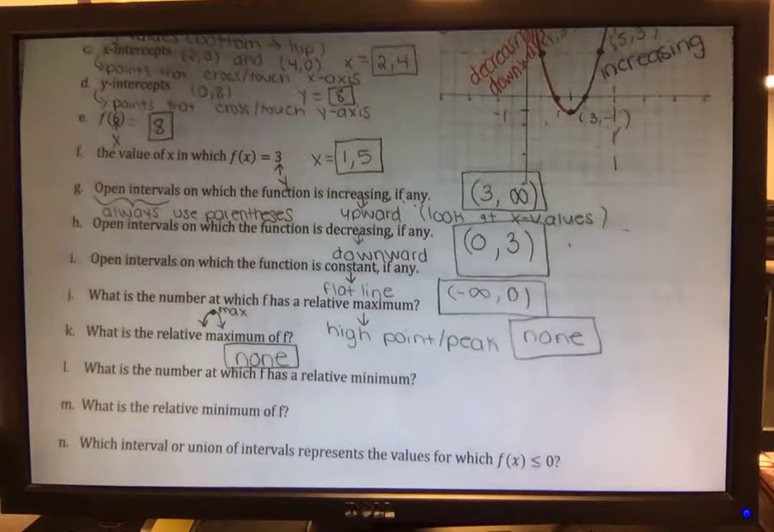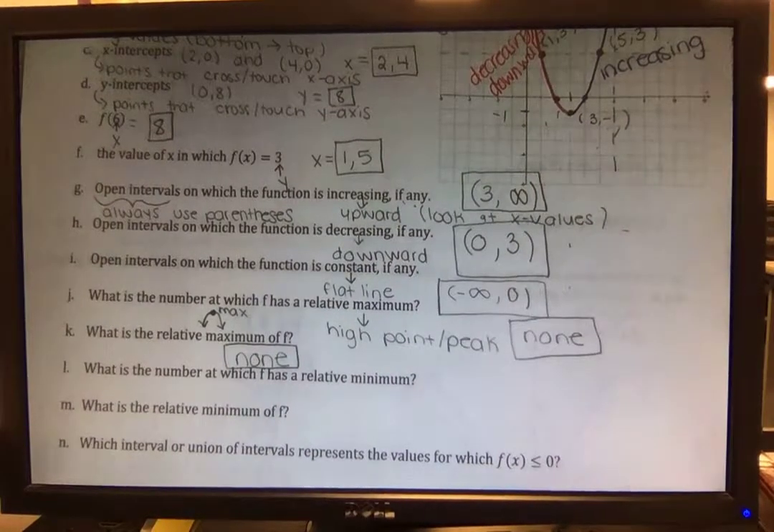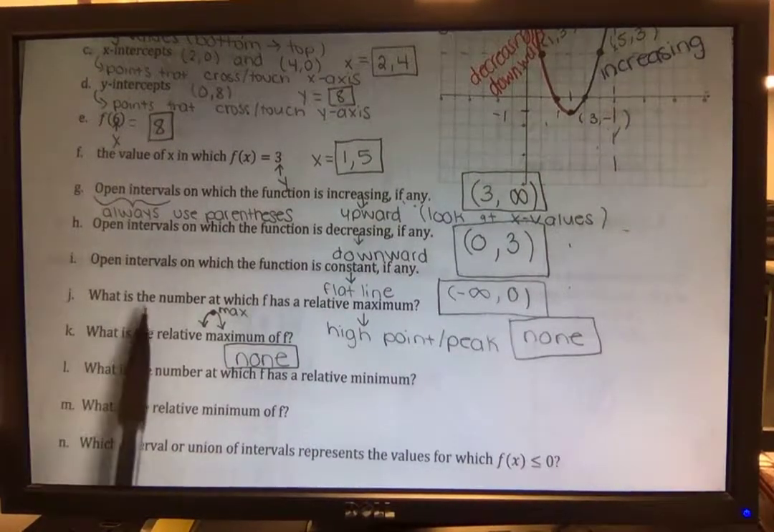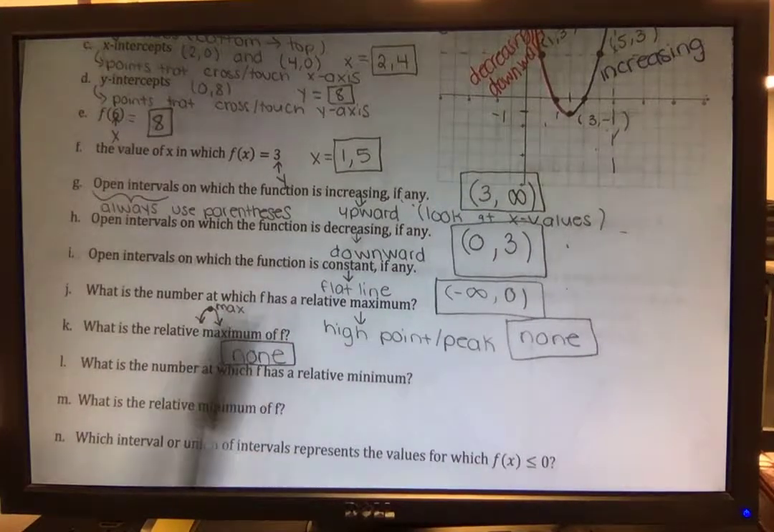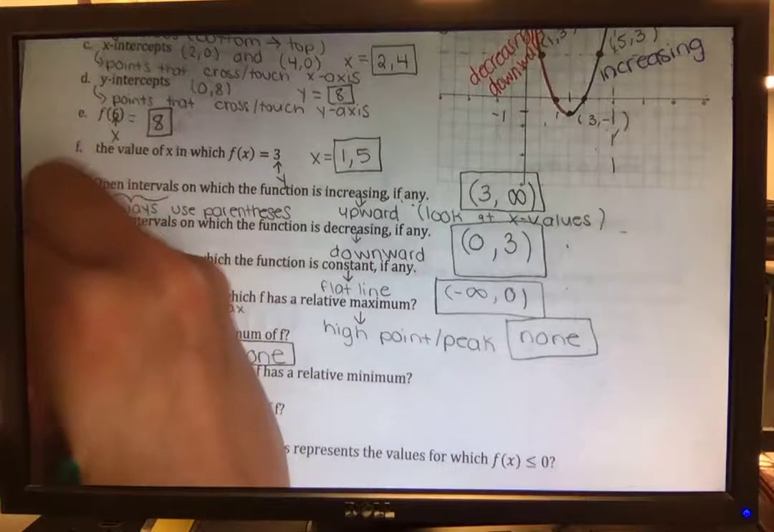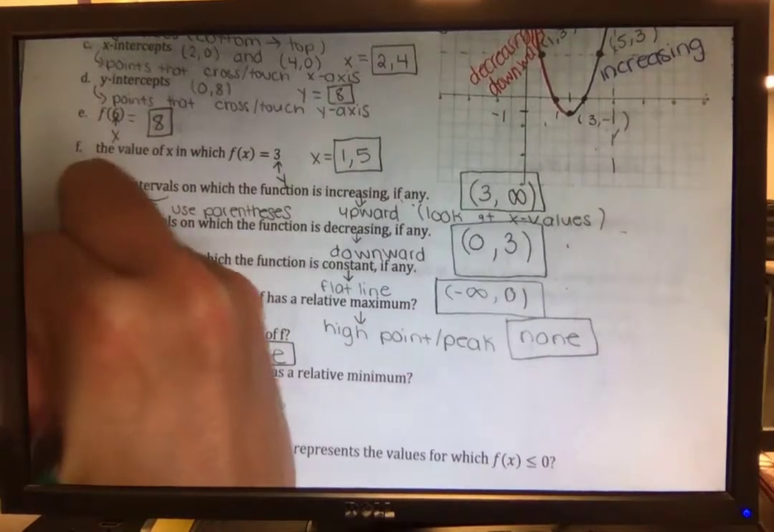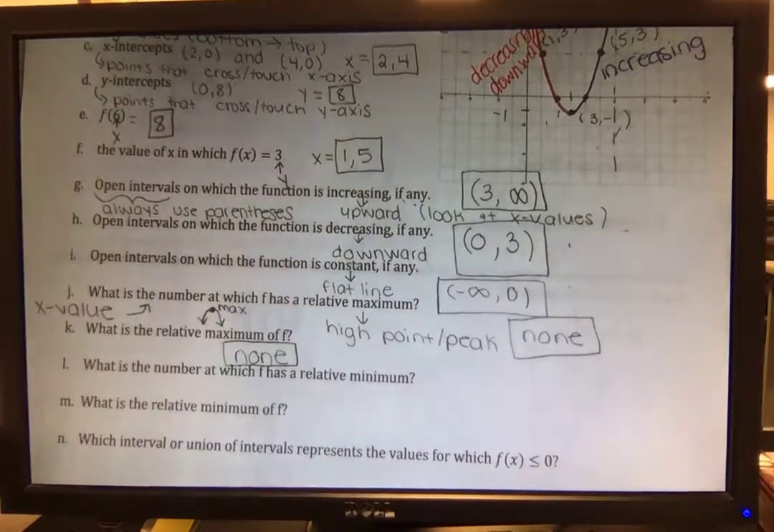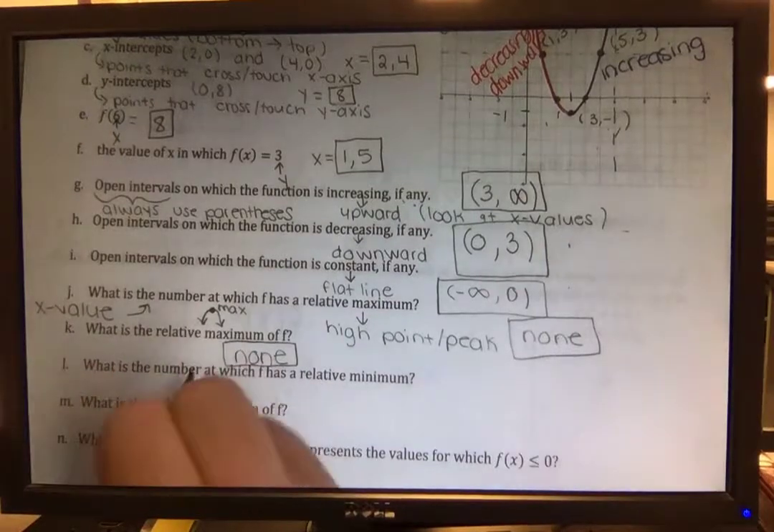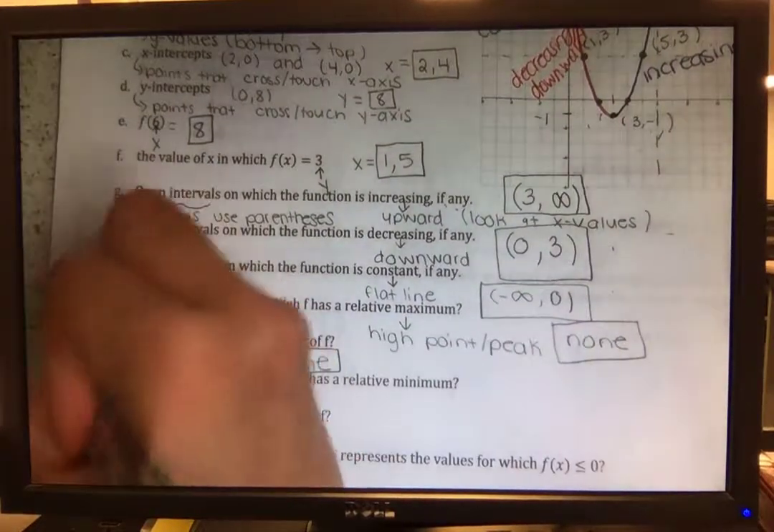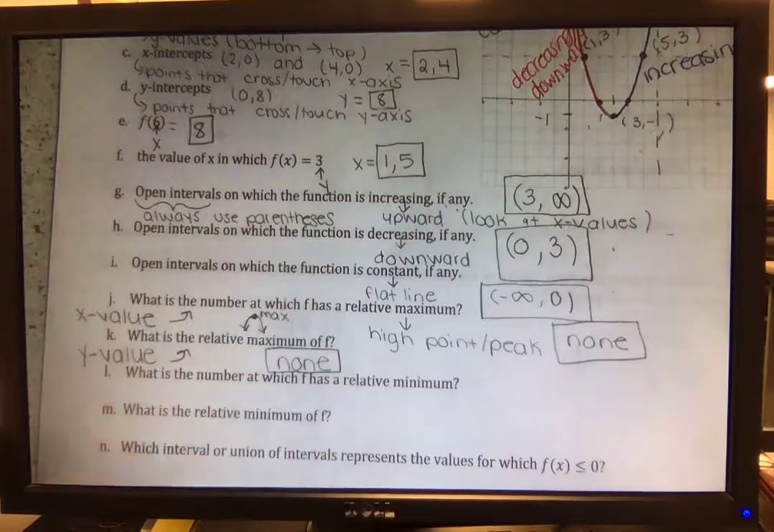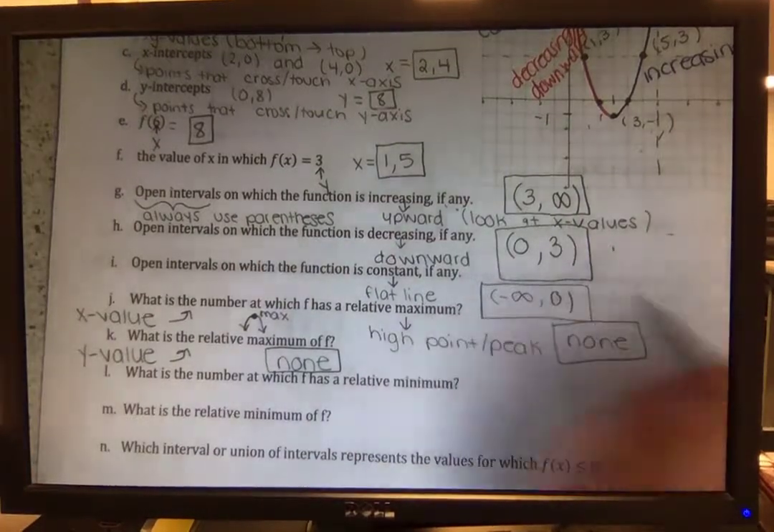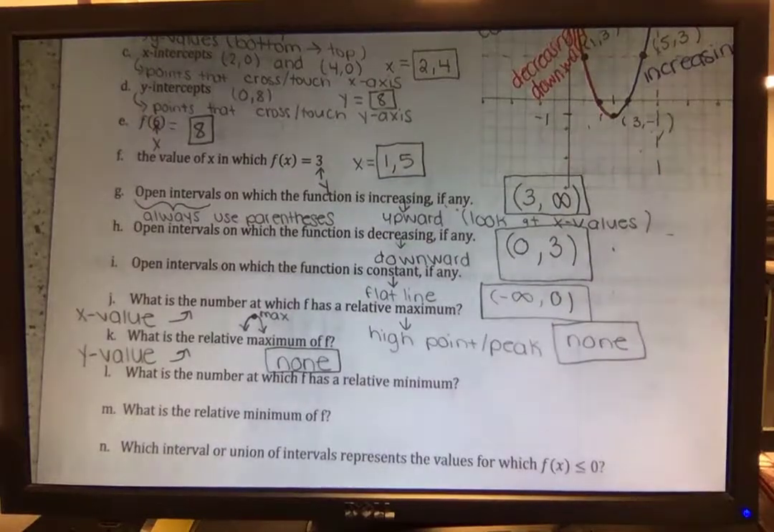Just to differentiate these two, because it seems like they're asking the same problem. It says, what is the number at which, so where, f has a relative maximum? So this one's looking for the x value. This one is saying, what is the maximum? What is the highest point? What is the highest value? So this is asking for the y value. But there is no maximum point, so there's none for either one.